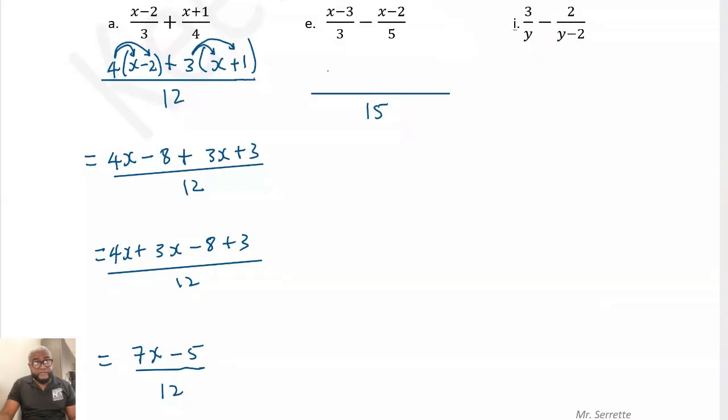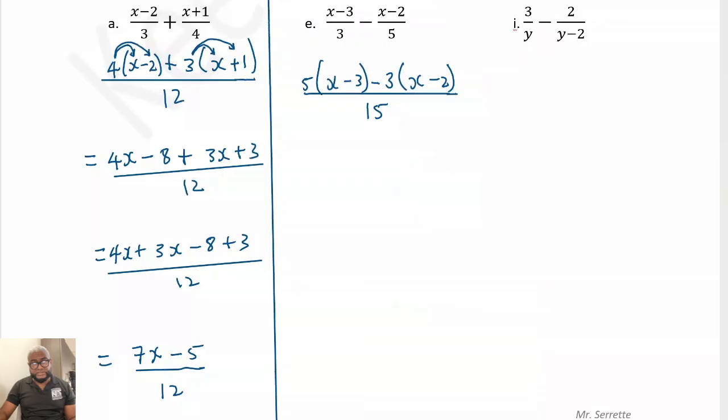3 into 15 is 5. I'm going to take that 5 and multiply it by x minus 3. Cool? That's 1. Bring down the minus sign. There's a minus sign in the middle there. Remember? It's a minus sign, right? 5 into 15 is 3. I'm going to take that 3 now and multiply it by the numerator here, which is x minus 2. Everybody good with those steps? I draw that line in the middle here to partition this.